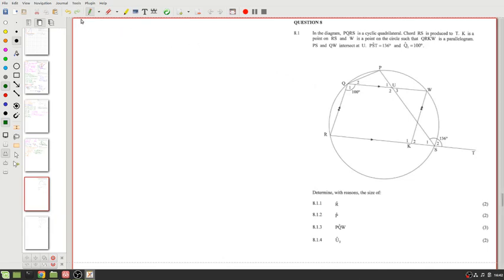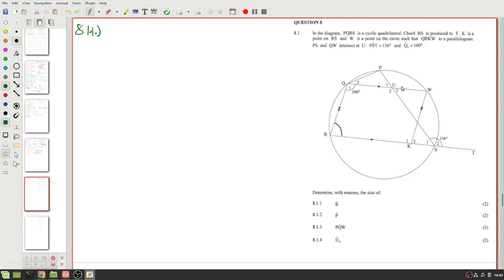Question 8.1 says we have this diagram, and all the information in this diagram is also given in the description at the top. 8.1.1, we have to determine with reasons, so you can't just guess, we have to give reasons. That's why you need to know the rules and the names of the rules. Give the size of angle R. So angle R is this angle right here. And how can we find that?